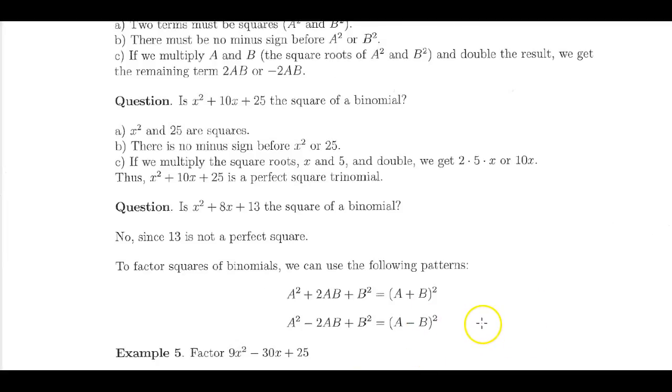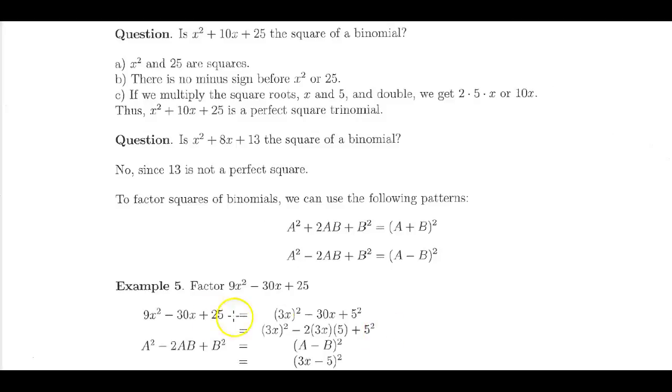Okay? So suppose we want to factor 9x squared minus 30x plus 25. Well, 9x squared can be written as 3x squared, minus 30x, plus 5 squared. And a is 3x and b is 5. So a times b is going to be 3x times 5. And if we double that, do we get back to negative 30x? Well, we do. Negative 2 times 3x is negative 6x, times 5 is negative 30.